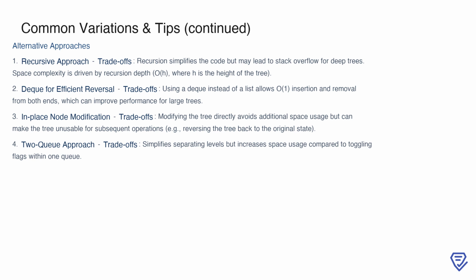You could also consider in-place node modification, which eliminates additional space usage. However, this can make the tree unusable for future operations, as reversing it back to its original state might not be straightforward. Finally, the two-queue approach, while simplifying the separation of levels, increases space usage compared to toggling flags within a single queue. Each of these methods has its strengths and limitations, so choosing the right one depends on the constraints and requirements of the specific problem you're solving.